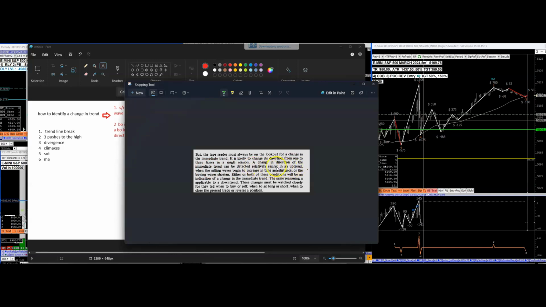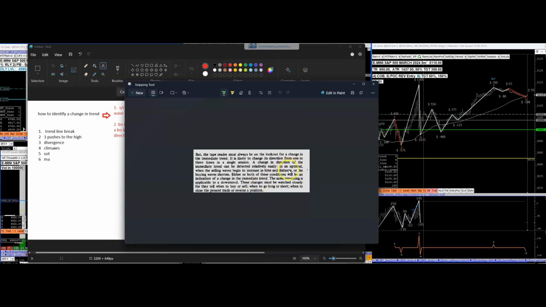First of all, it's easy, because in an uptrend, when the selling waves begin to increase in time and distance, which means just bigger, or the buying waves shorten, either or both of these conditions will indicate a change in the immediate trend. The same reasoning is applicable to a downtrend. All right, that's it.